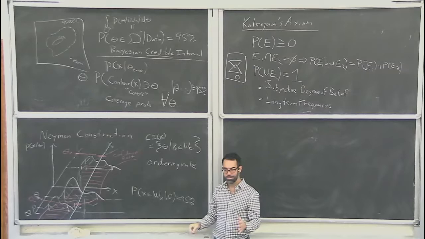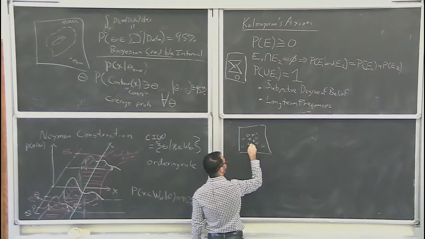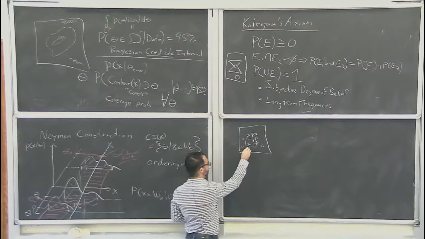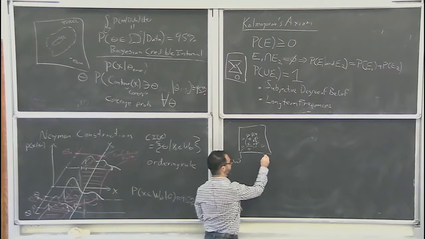I'll give you a reminder. I was talking about little circles and pluses for a null and an alternate hypothesis, and I even called this region W. When I was doing simple hypothesis testing between two different hypotheses, the way that I chose the region in the X space was through a likelihood ratio.